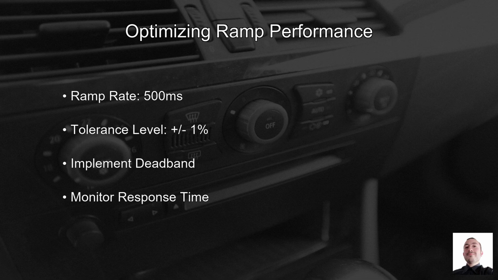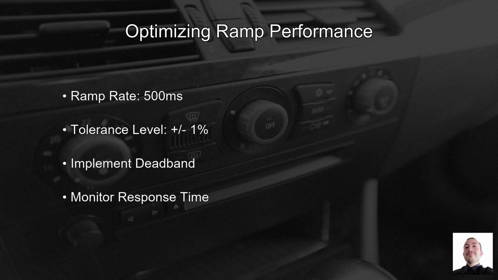Now, let's delve into advanced techniques for optimizing ramp performance. Imagine you're fine-tuning a high-performance engine. Every parameter counts. Start by adjusting the ramp rate. For a smoother transition, set the ramp duration to 500 milliseconds. This ensures a gradual change, reducing stress on the system.